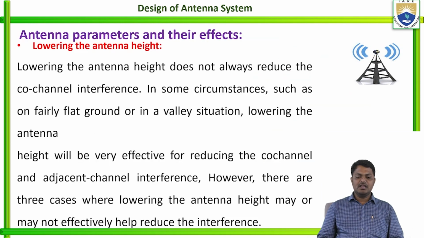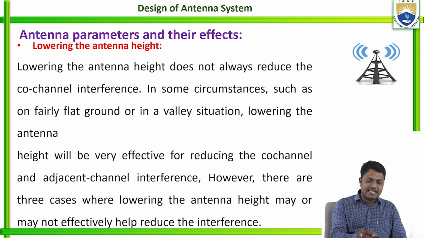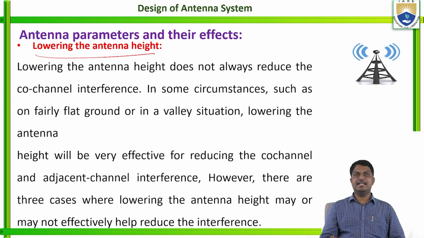Next, the antenna parameters and their effects. When we are designing an antenna, we have to consider some parameters and their effects also, right? Lowering the antenna height does not always reduce the co-channel interference. Decreasing the height of the antenna is not always the method to reduce the interference, right?